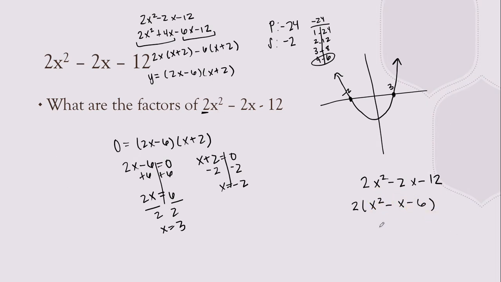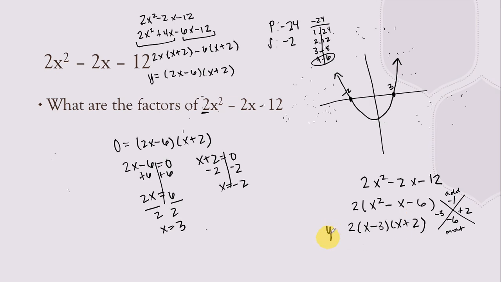Did you see what I did? If I distributed the 2, it would give me this. Well, isn't it easier to factor this, x squared minus x minus 6? What would add to get me negative 1, but multiply to get me negative 6? Negative 3 and positive 2. So my two factors would be x minus 3, x plus 2.